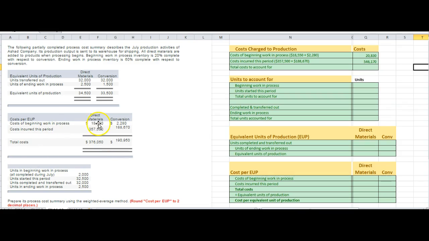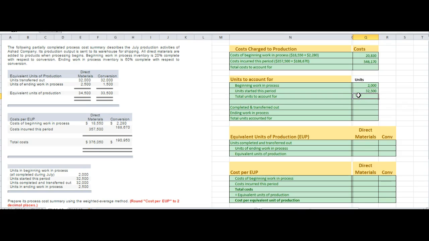These costs are told to you over here. Here's your beginning, and these are the incurred costs right here, and they end up here. Now we've got to account for the units. So here we begin. Beginning work in process, do we have that someplace? Right here. Units in beginning work in process is 2,000, and units started this year is 32,500.